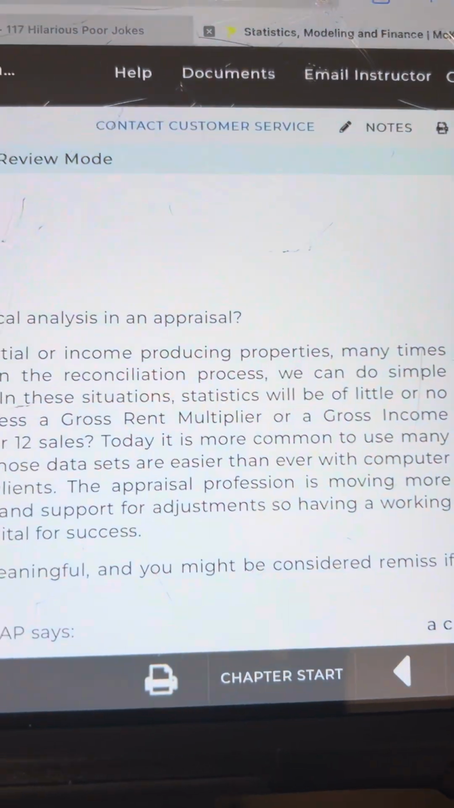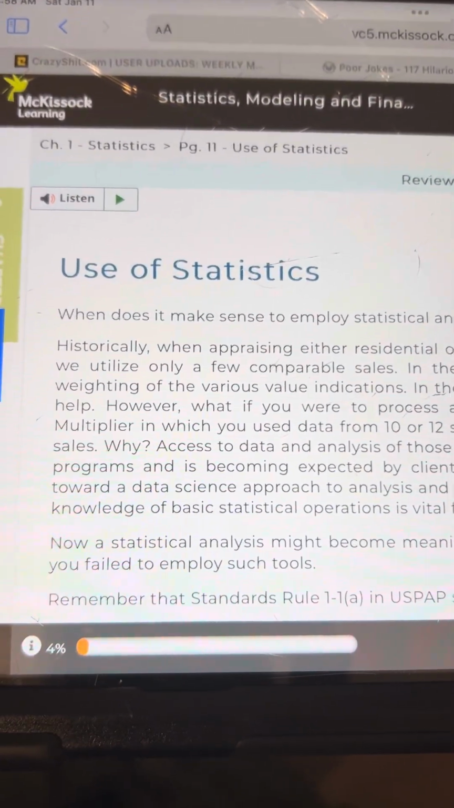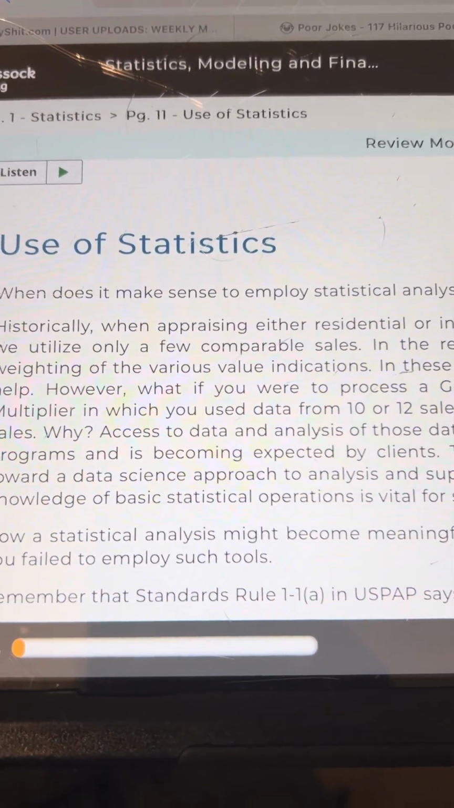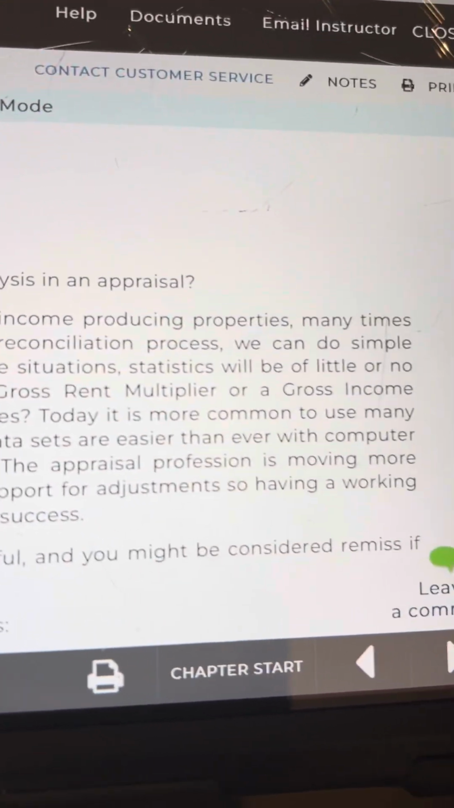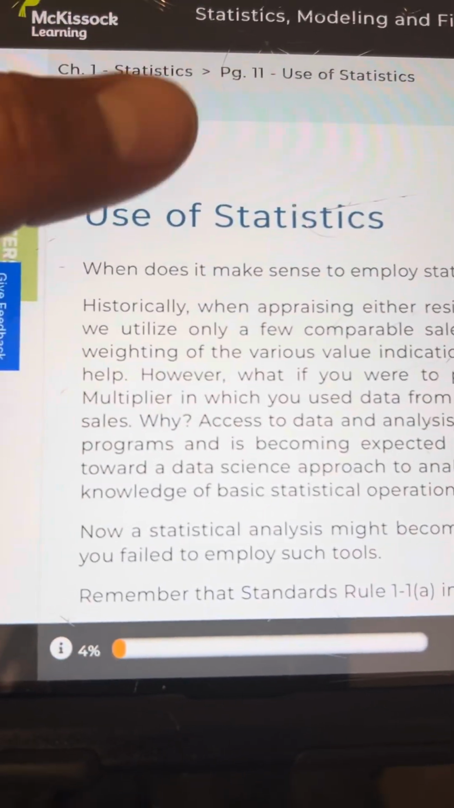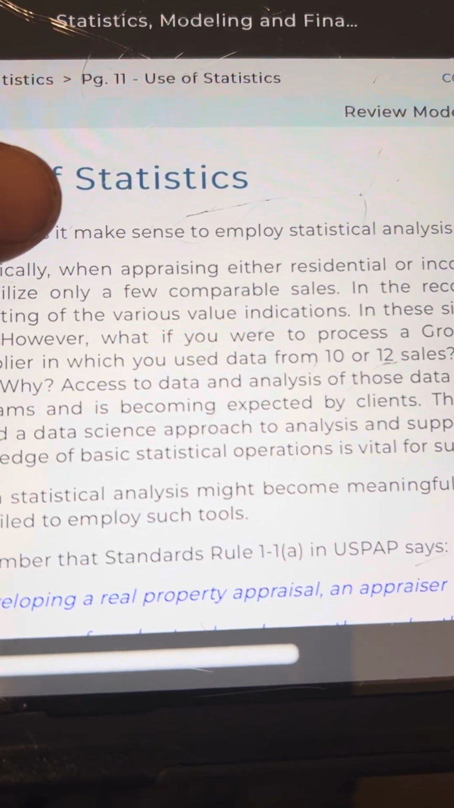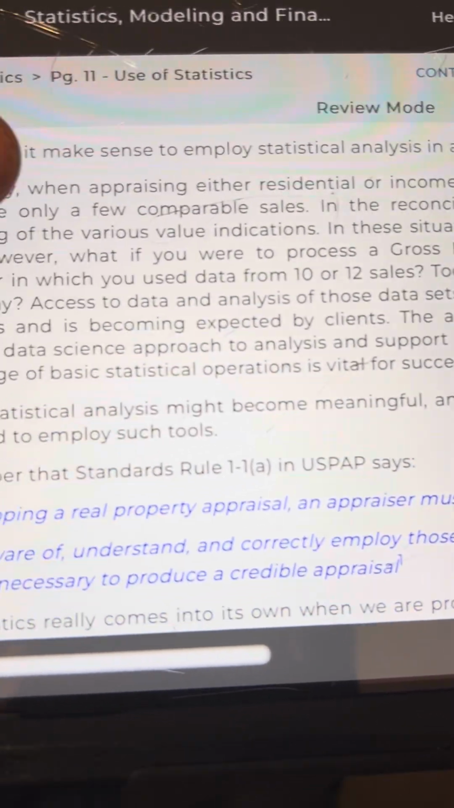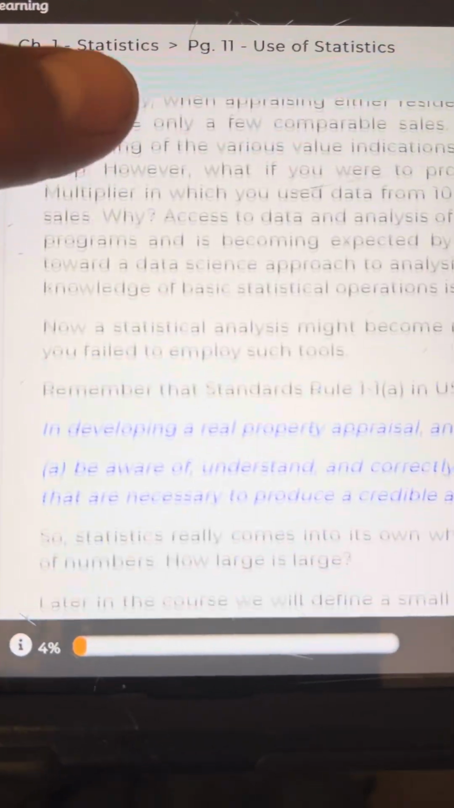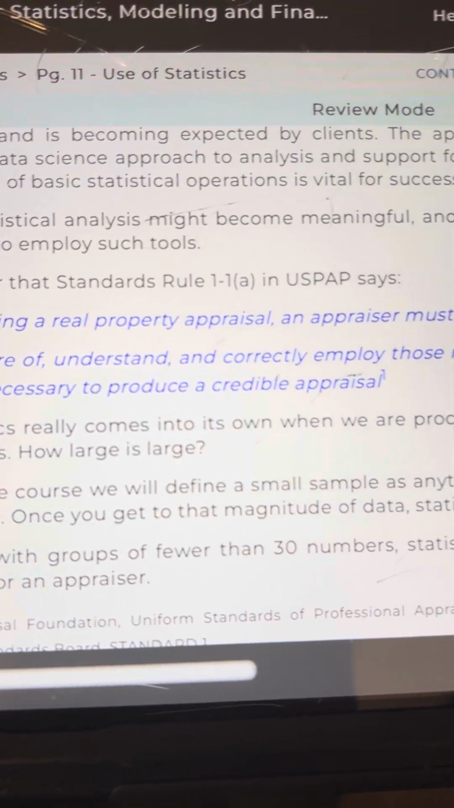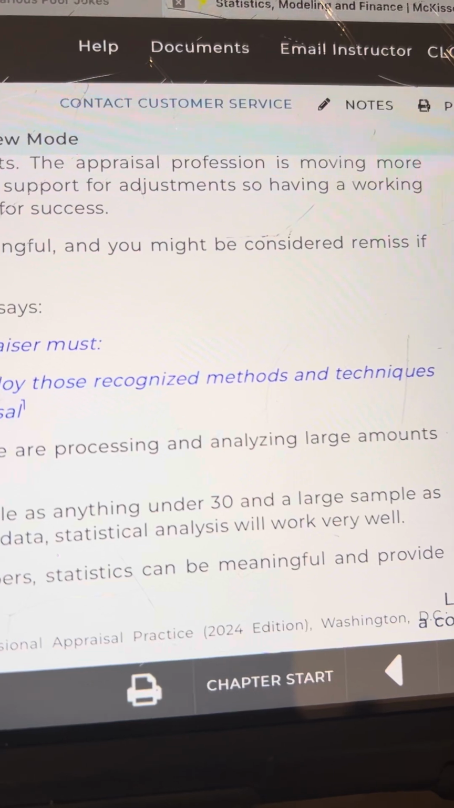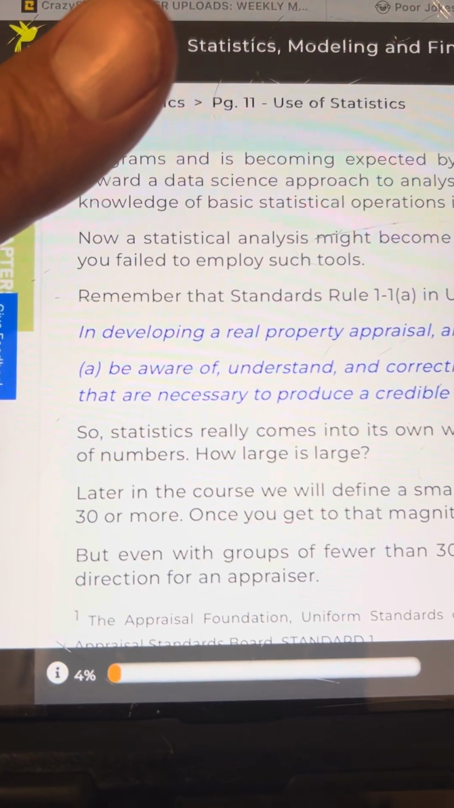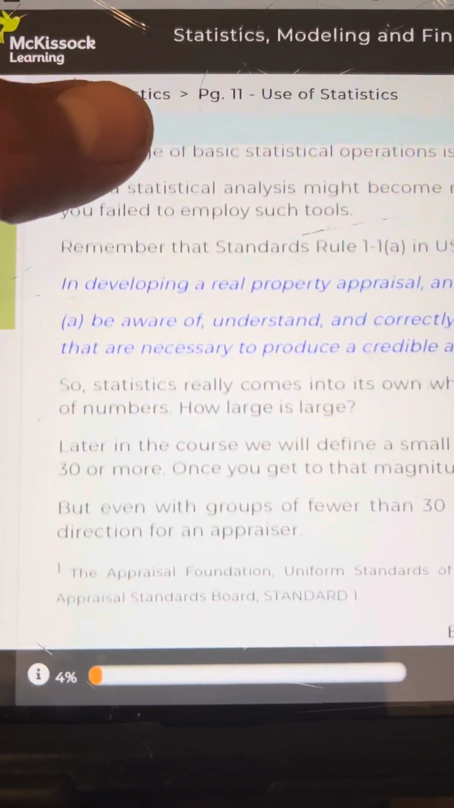The appraisal profession is moving more toward a data science approach to analysis and support for adjustments. So having a working knowledge of basic statistical operations is vital for success. Now, a statistical analysis might be meaningful, and you might be considered remiss if you failed to employ such tools.